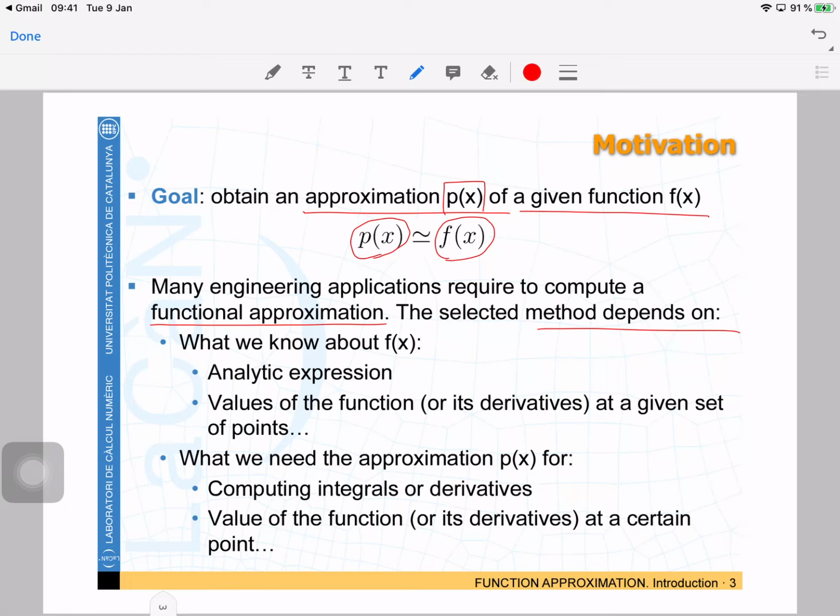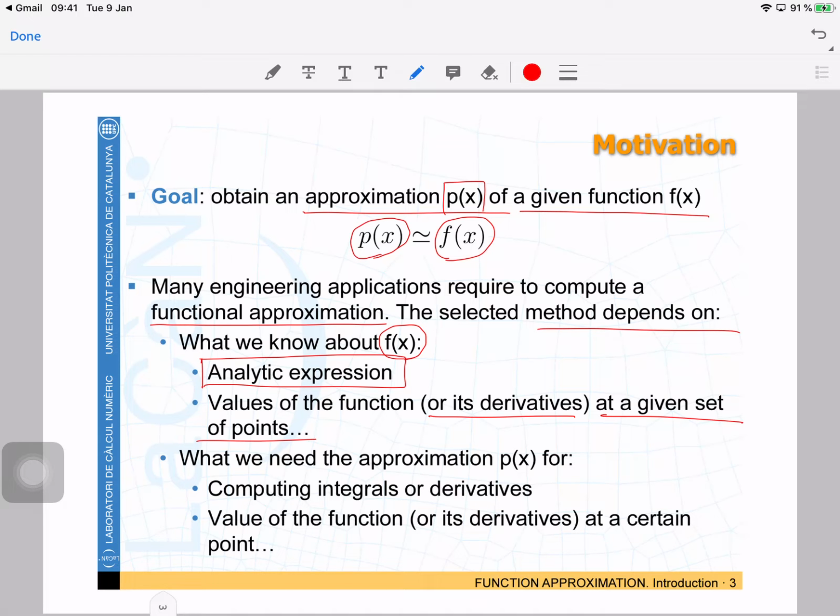So first, what we know about the function that we want to approximate. So basically the knowledge about f(x), whether f(x) has an analytical expression, or we have some values of this function at a given set of points. Okay, so we have maybe n points of this function that we know the value or its derivatives, and then based on this data we want to approximate the function p(x).